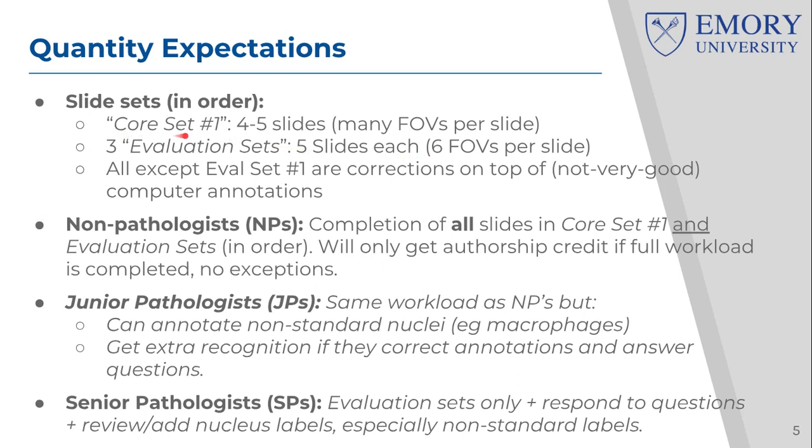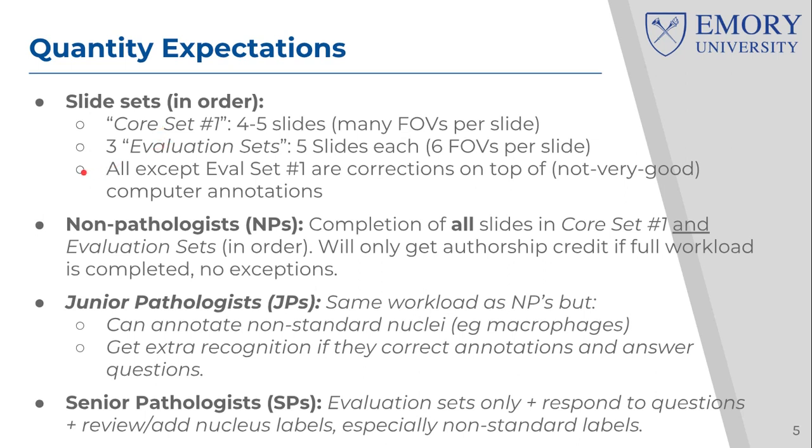The core set basically is different slides. Every person has 5 slides that are different from every other person. Whereas the evaluation set is the exact same slides and the exact same fields of view being done by every single person, whether non-pathologist, senior pathologist, junior pathologist, everyone. Again, the purpose of this is quality control, and this is also going to have an extremely important role when we want to publish our work. So make sure that you really annotate the evaluation set just like you do the core set.